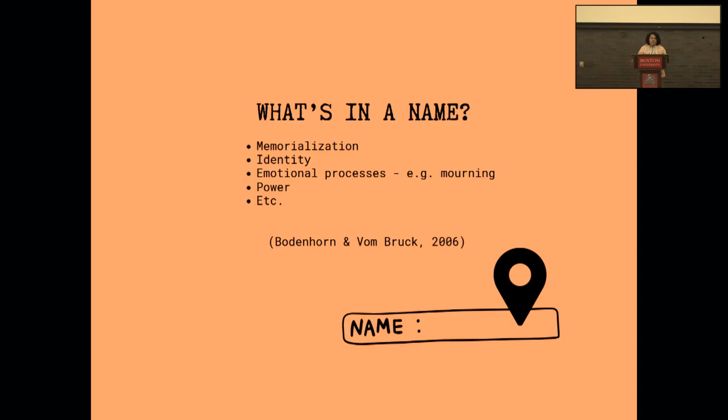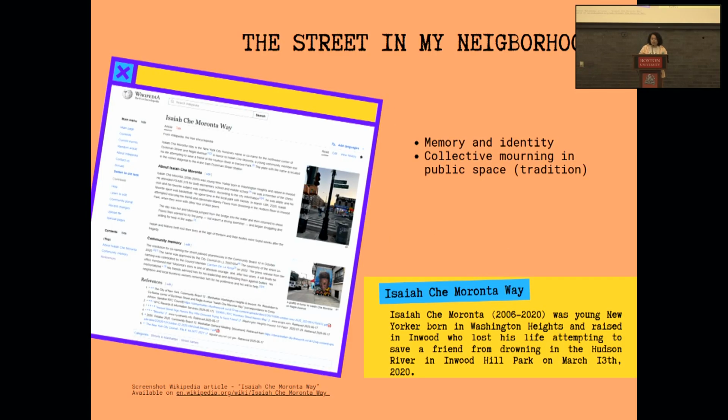There could also be emotional processes, like in some literature, the one I mentioned here, Bordenhorn and Wambrook, who talk a lot about the 9/11 process and how naming the people who were there was super important for the city. And there is also an issue of power, and issues like identity theft, that a name has so much behind it. So it's a very complicated phenomenon, but we have it every day around us, and we don't think about it all the time.